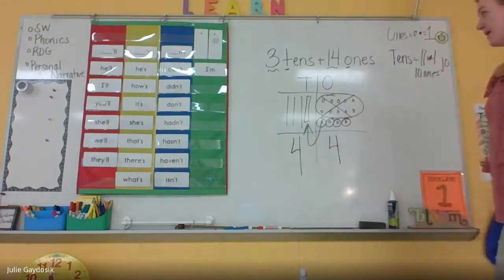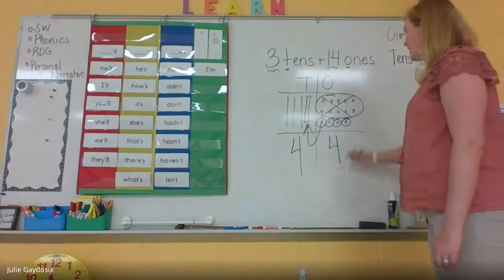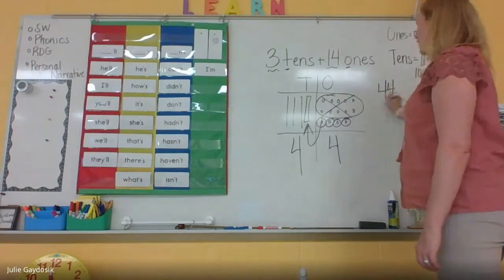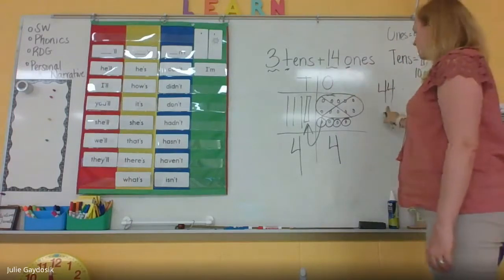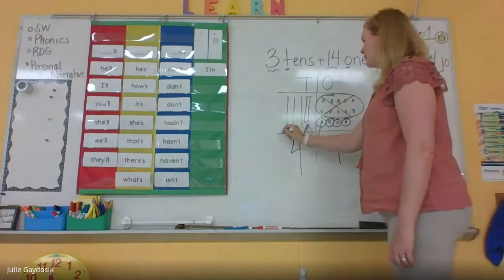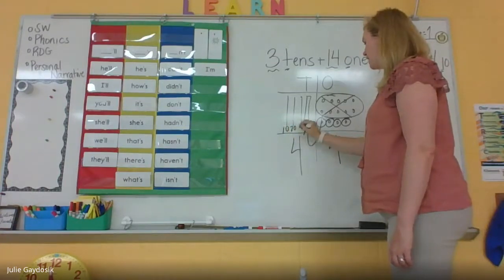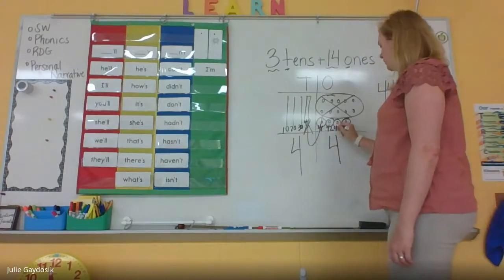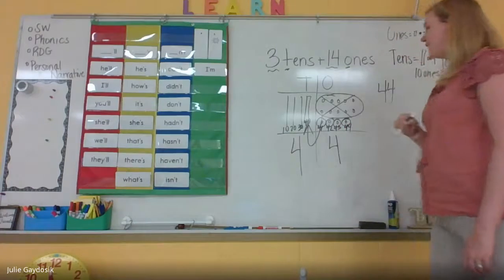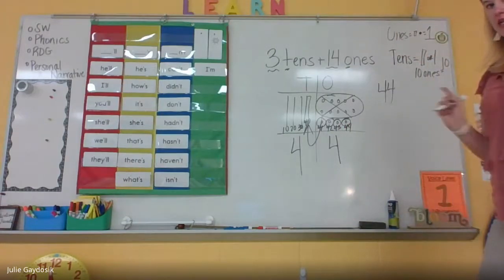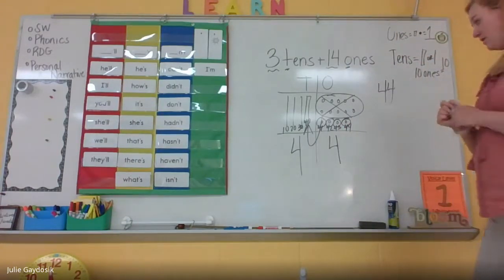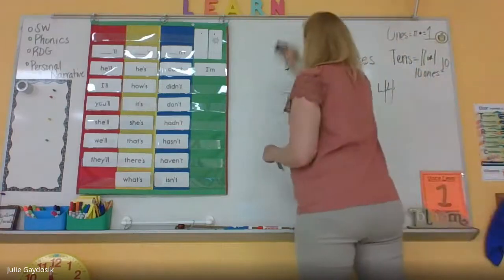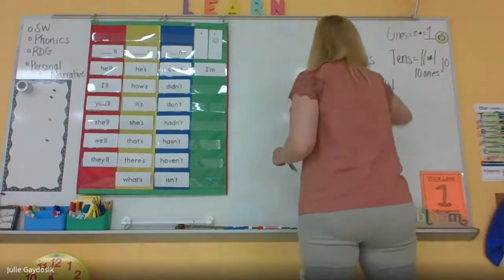So my number should be 44. 3 tens and 14 ones should be 44. Let's count. 10, 20, 30, 40, 41, 42, 43, and 44. See how we did that? Okay. Let's do another one.